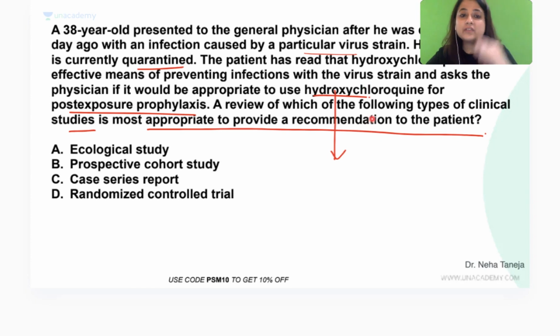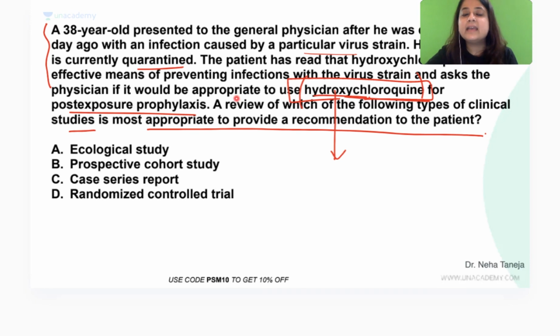That means you have to see whether certain clinical trials have been done by using hydroxychloroquine or not. Did you understand? Are you with me? How many of you understood this question? Question was not difficult. It's just all this story, guys. Like I told you, the longer the question, the easier it becomes for us to solve. So all this is story.